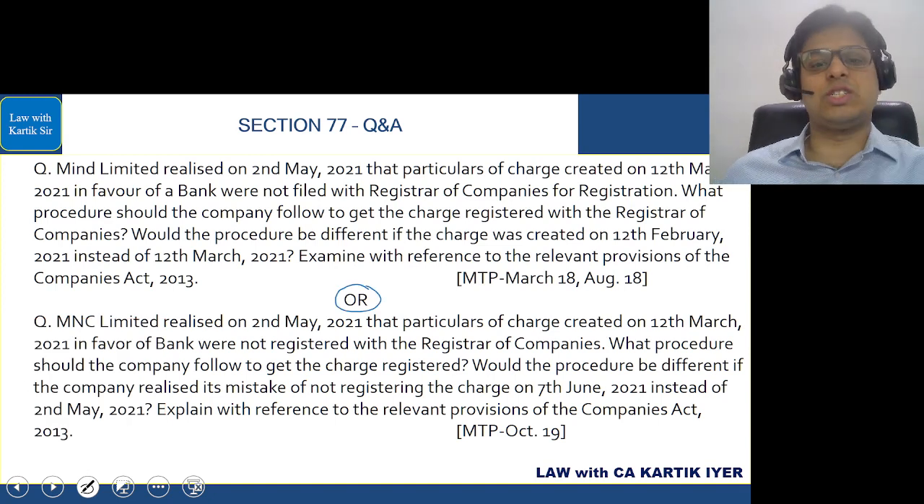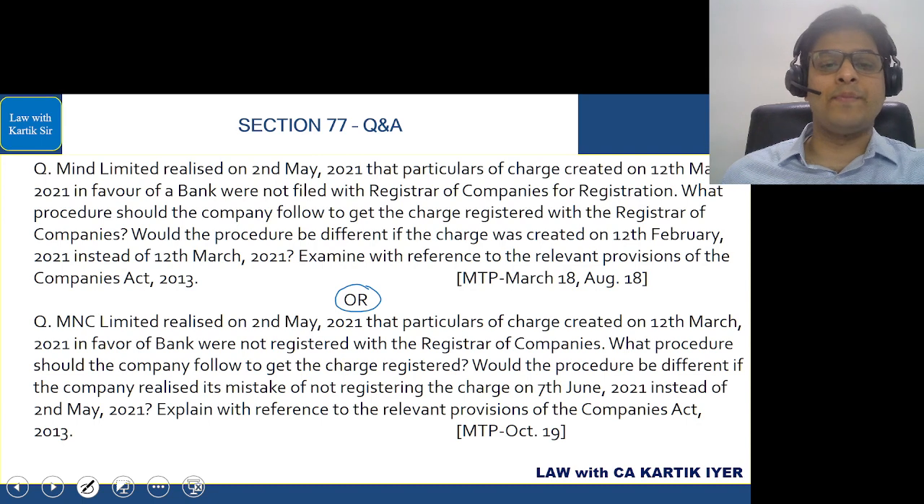Mind Limited realized on 2nd May 2021 that particulars of charge created on 12th March 2021 in favor of a bank were not filed with ROC for registration. What procedure should the company follow to get the charge registered with the registrar of companies? Would the procedure be different if the charge was created on 12th February 2021 instead of 12th March 2021? Examine with reference to the provisions of the Companies Act. That is the question here.